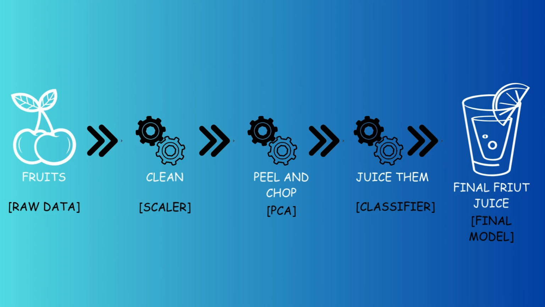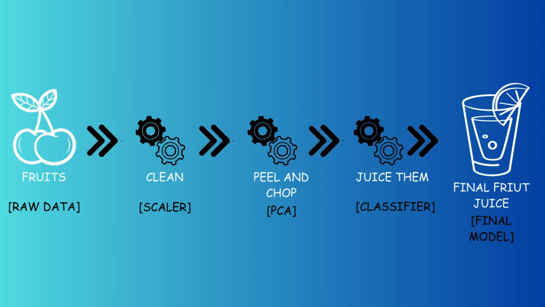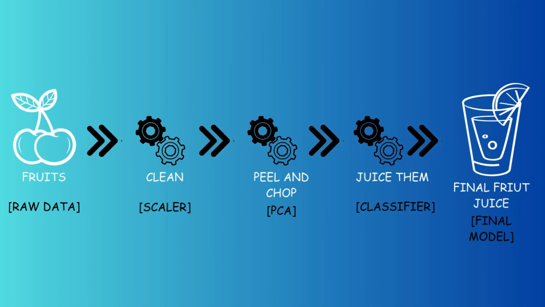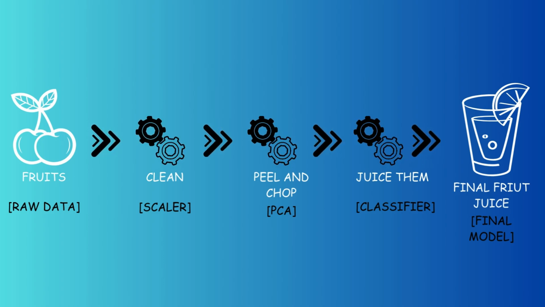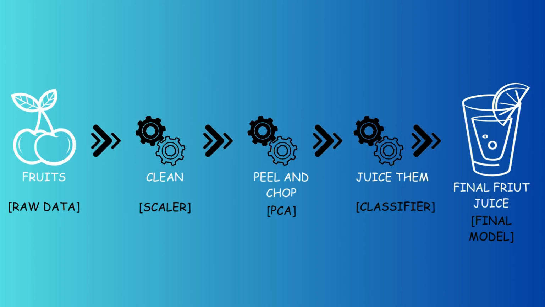Think of the pipeline as a conveyor belt with three steps. Step one, cleaning the fruits. It's like scaling in ML, getting all the fruits to a standard size. Step two, peel and chop them. In ML terms, it's like PCA, erasing unnecessary parts and focusing only on the juiceable parts. Step three, juice them. In ML, it's like a classifier, creating the final juice product, a model that makes predictions.